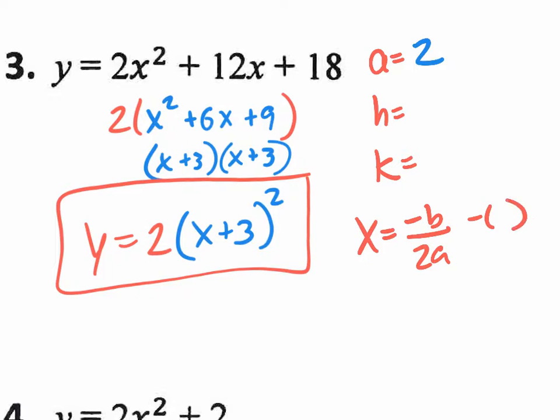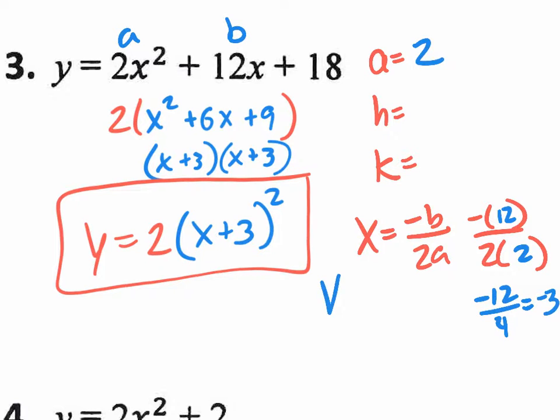It's going to be negative parenthesis over 2 times parenthesis. The b value is 12, the a value is 2, so you have 12 right here, a 2 right there. That's negative 12 over 4, which is negative 3. So our vertex x value is negative 3. We still need the y value by plugging it in.